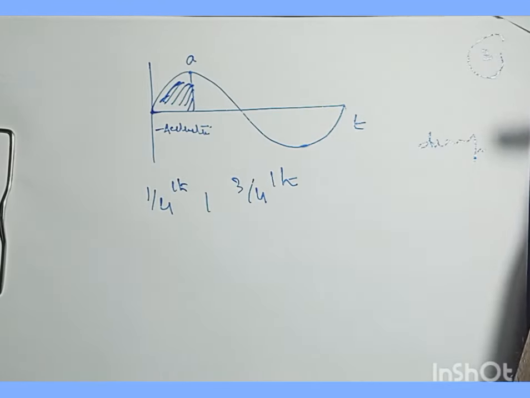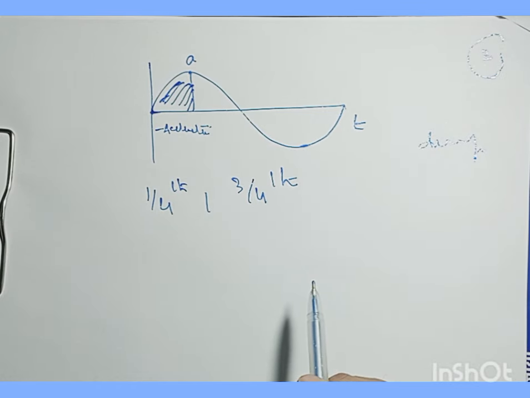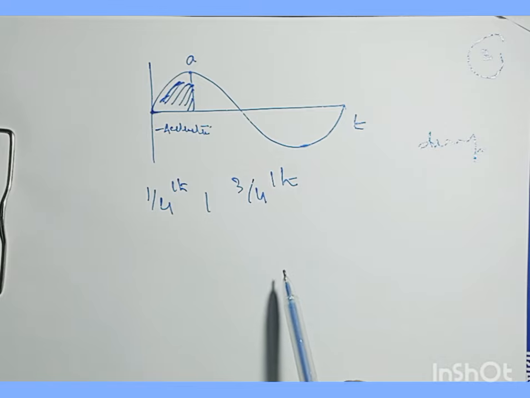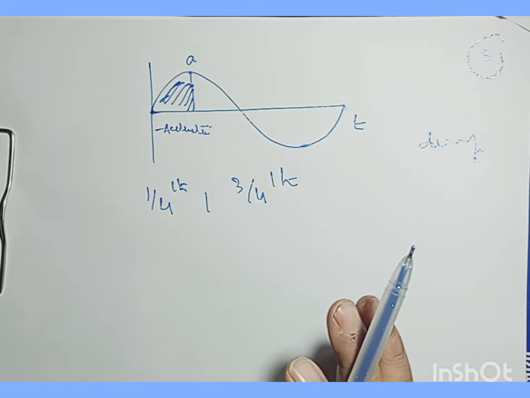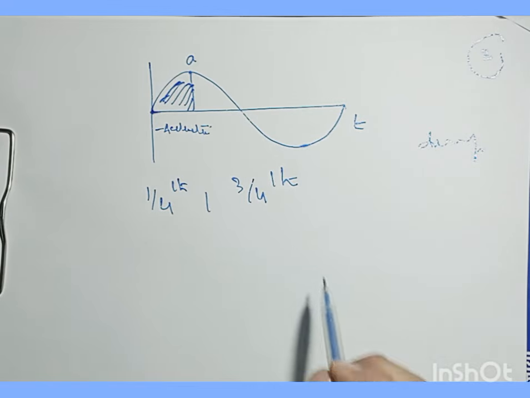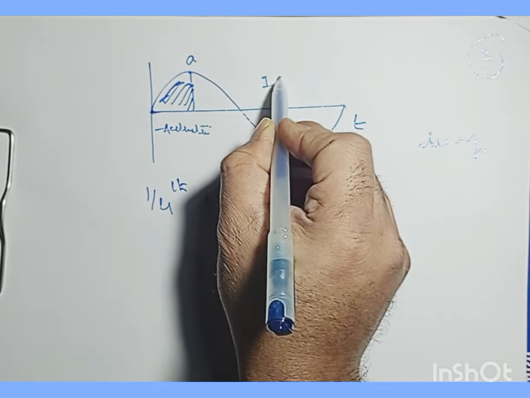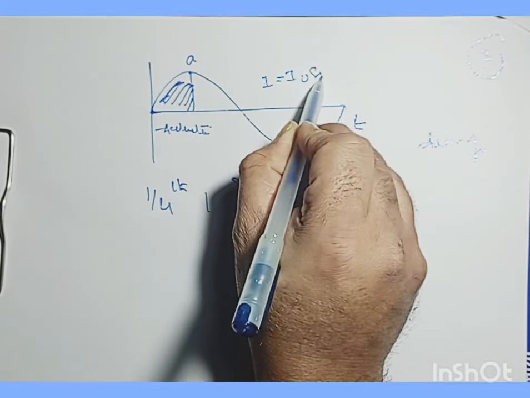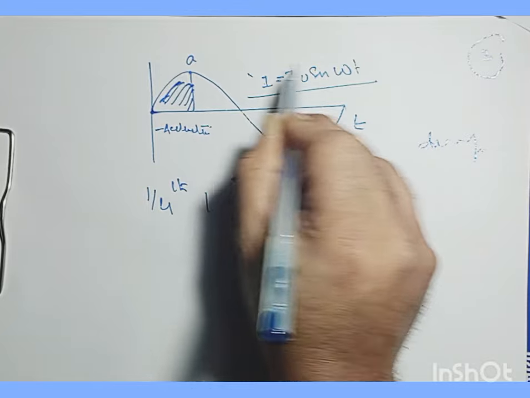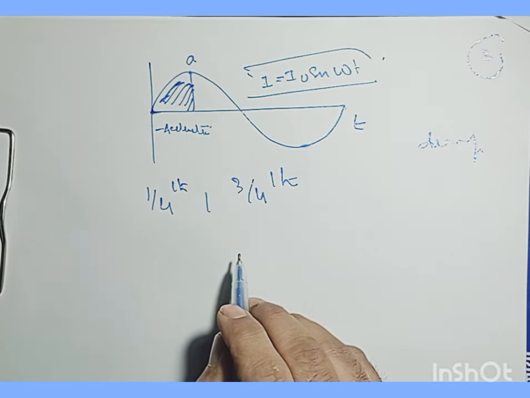On a fixed orbit of radius r, the larger the number of revolutions, the larger will be the energy gained by this electron. And this is my sinusoidal current, so I is equal to I naught sine omega t.